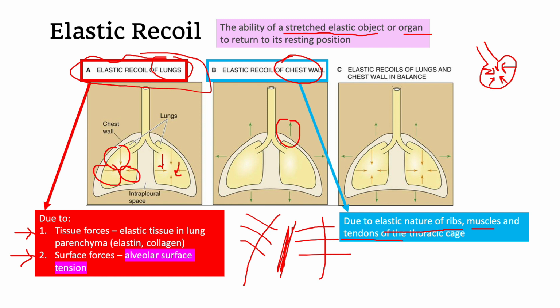Normally the elastic recoils of the lungs and the chest wall are in balance. They must be in balance so that your intrapleural pressure and intrapleural space are maintained. In the next slides I will be talking more about the alveolar surface tension.